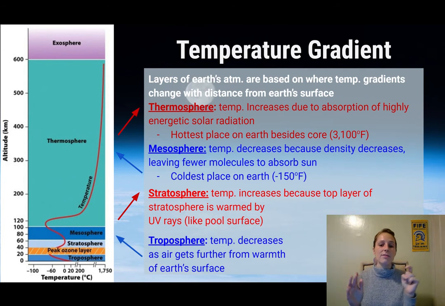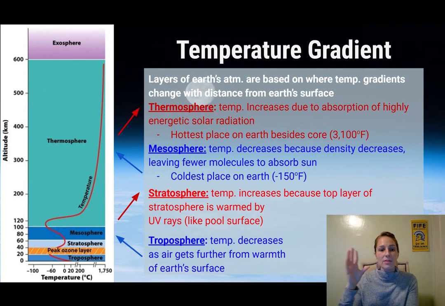Next layer is the mesosphere, and again, it's blue. So now temperature is going to be decreasing as we move up in the atmosphere. And this is because our density is decreasing, which means there's going to be fewer molecules to absorb the sun. And the mesosphere is actually going to be the coldest place on Earth because temperatures can be around negative 150 degrees Fahrenheit. So it gets pretty cold in the mesosphere.